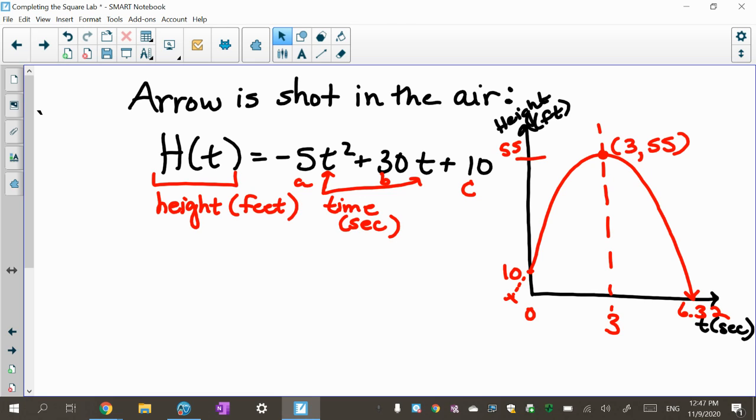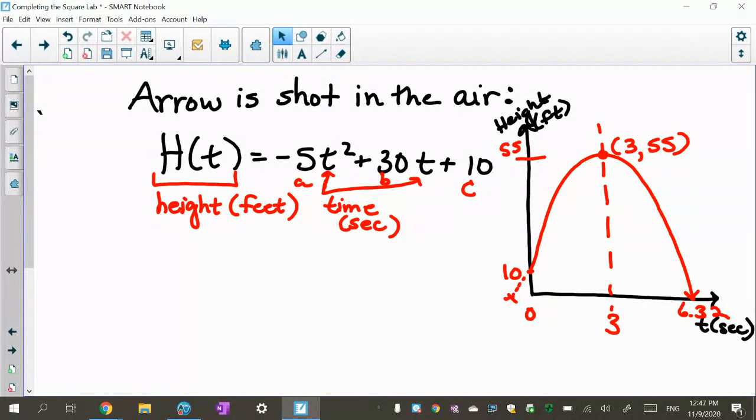Okay, this is a warm-up that I did in class, and I want to go through this with you. The short story is that I have an arrow that's shot in the air, according to this formula: h of t equals negative 5t squared plus 30t plus 10. I've labeled everything. The height is in feet, and the time is in seconds.